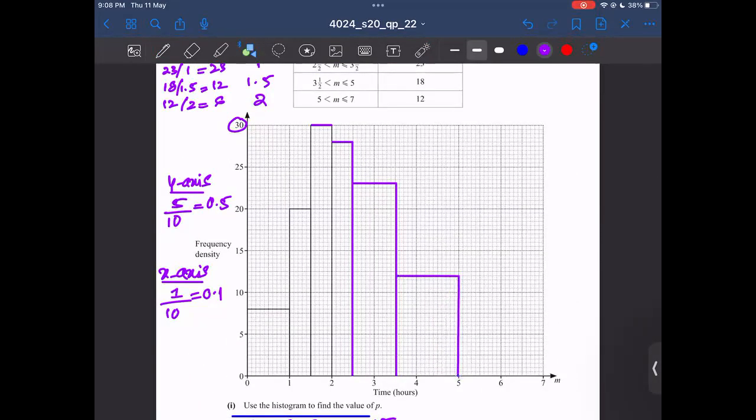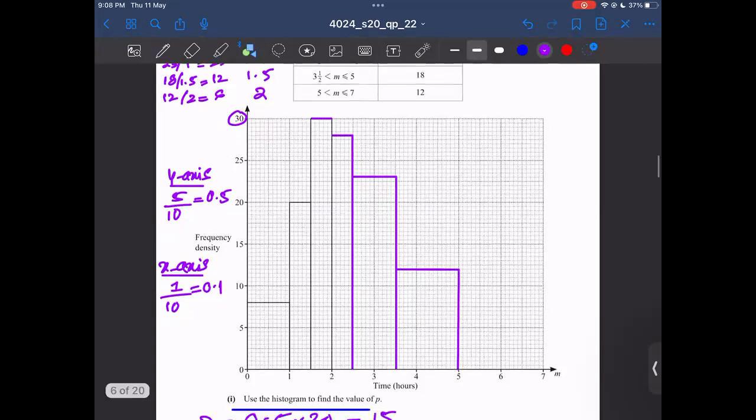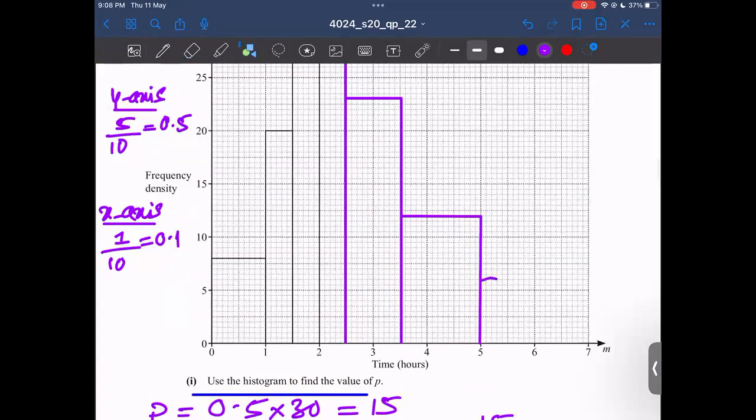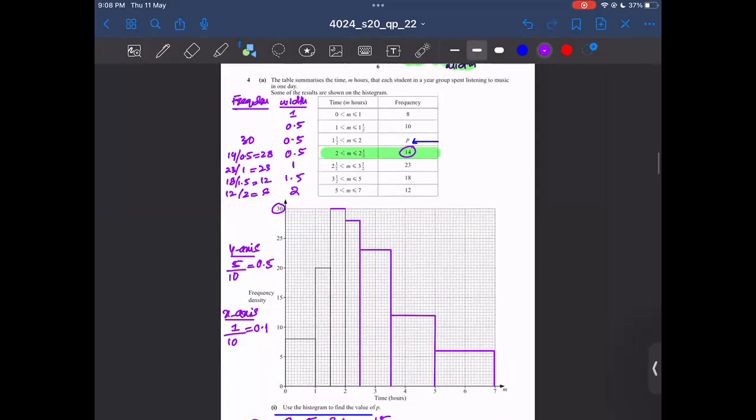And from 5 till 7, it is 6. So I'm going to have 2 boxes upward from 5. 5 to 7 is 6. So this is the histogram that we need to plot, referring to the histogram frequency density.